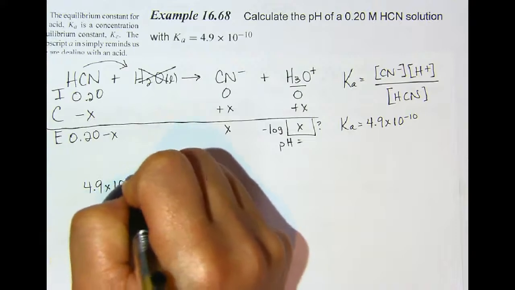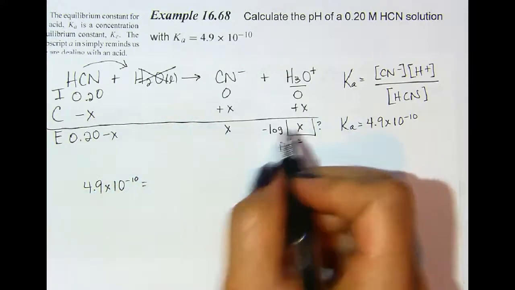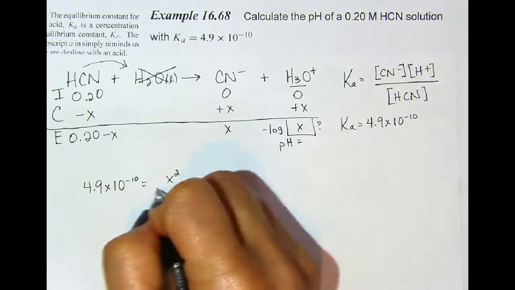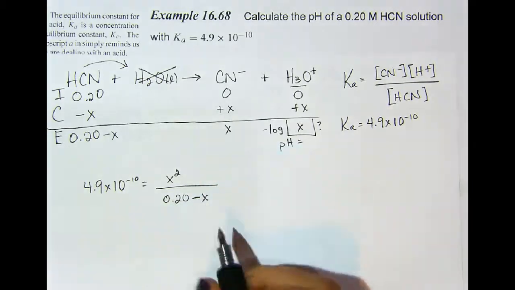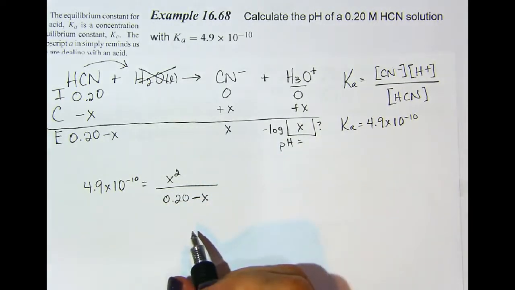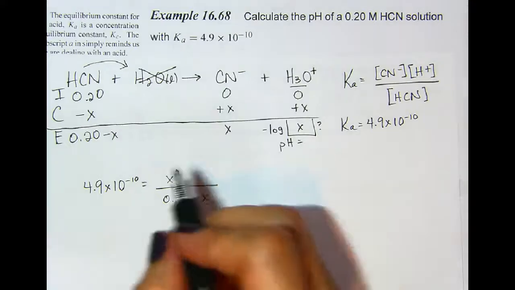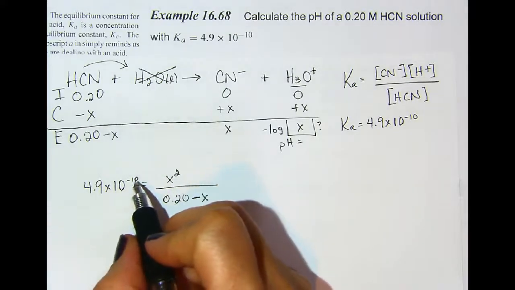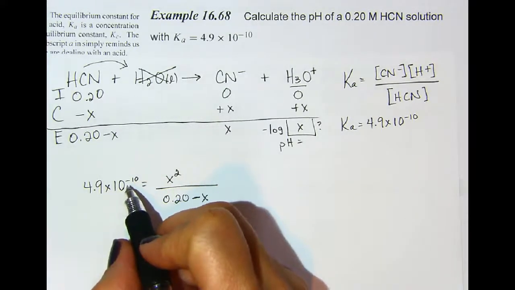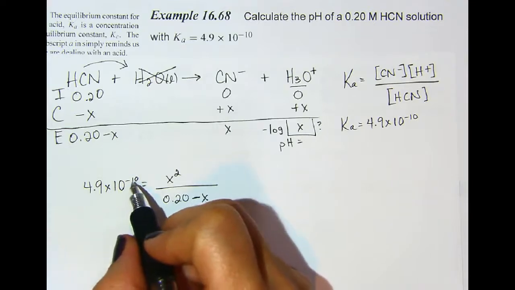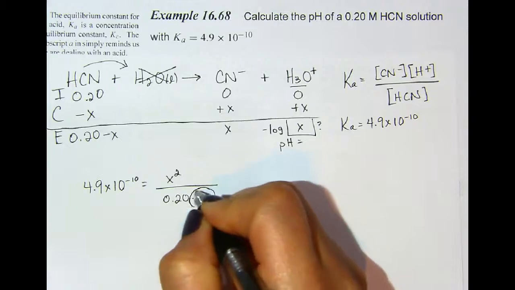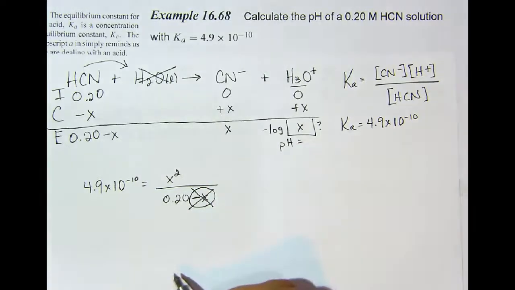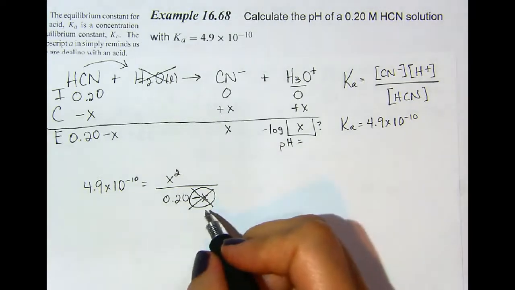So I'm going to write up my law of mass action. 4.9 times 10 to the negative 10 is equal to x times x, which is x squared, over 0.20 minus x. We are going to use the 5% rule, which means that because the K value is very, very small, way smaller than 1, as long as it's times 10 to the negative 4 or smaller, then we can consider this x right here as a negligible part of this equation.